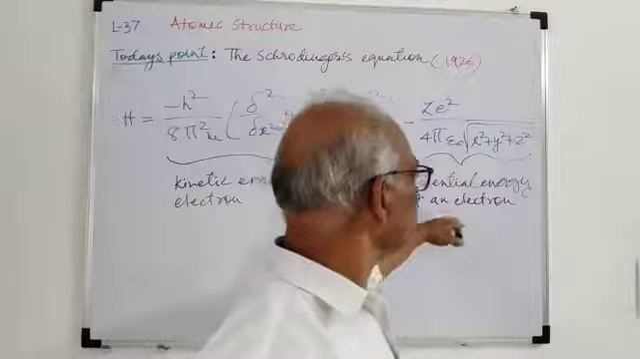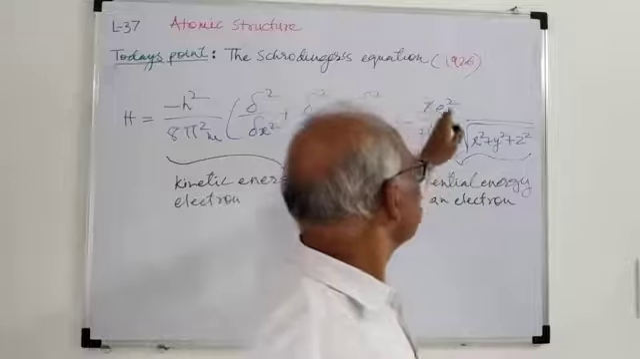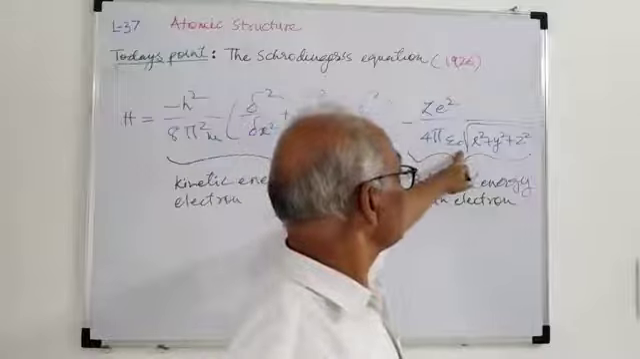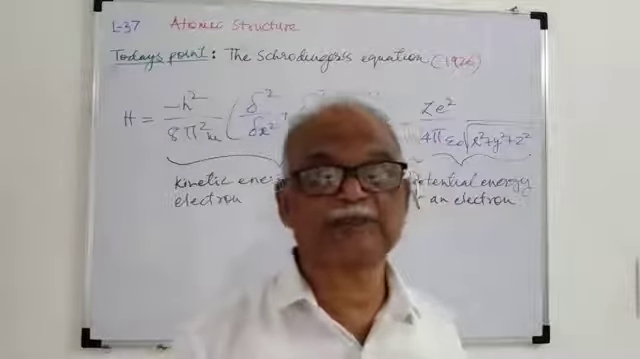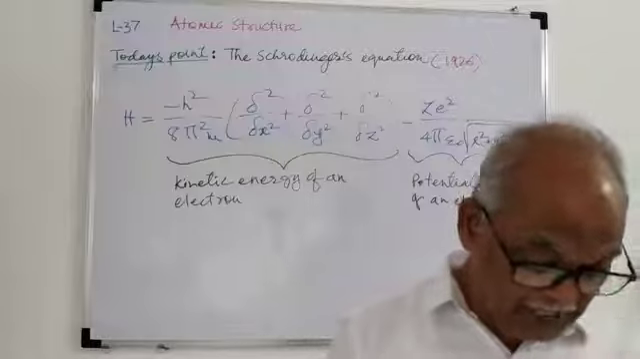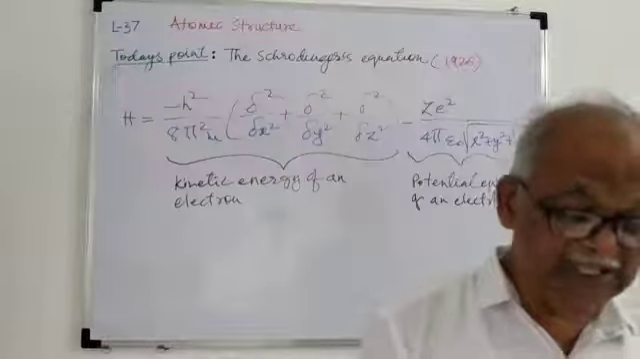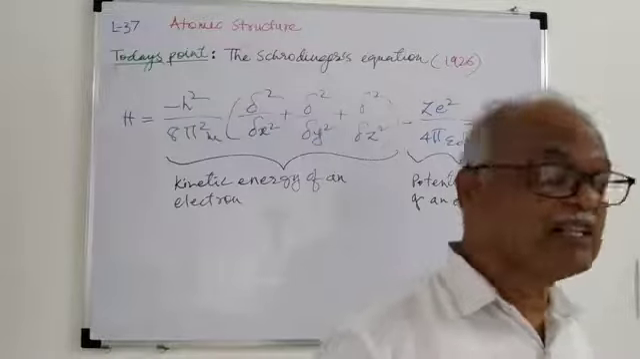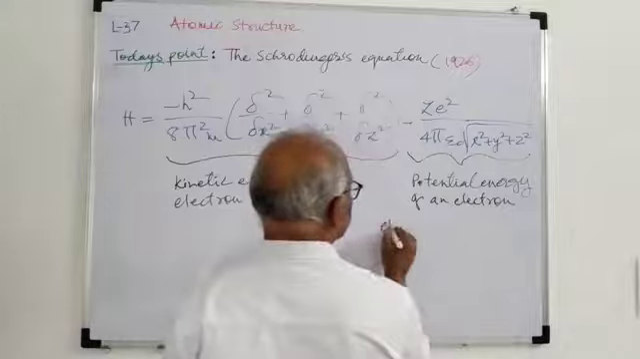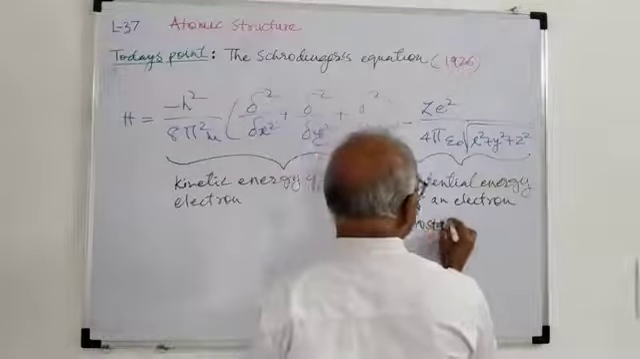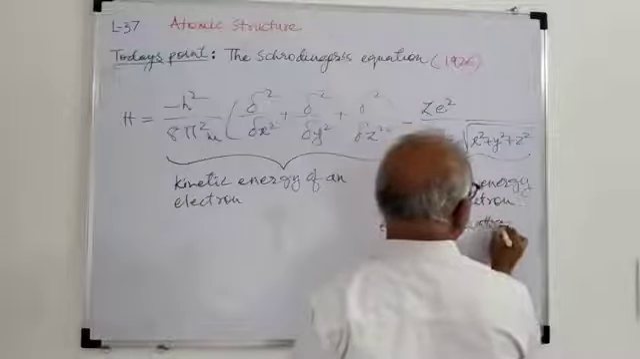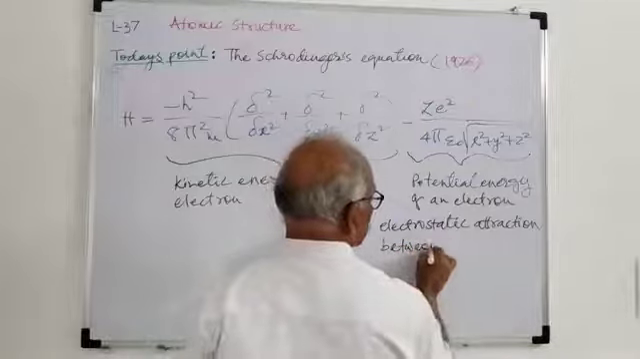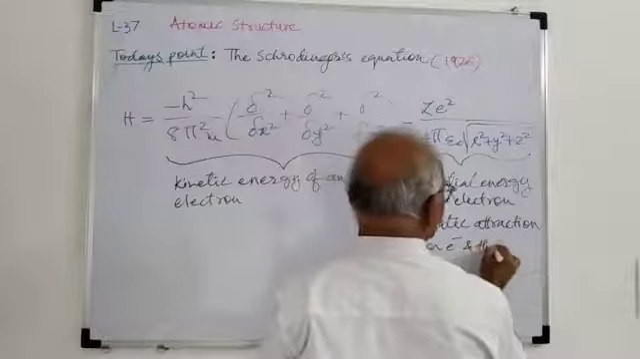Here this portion, that is minus Z into e square upon 4 pi epsilon 0 into square root of x square plus y square plus z square, gives us the potential energy, that is the result of the electrostatic attraction between the electron and the nucleus.